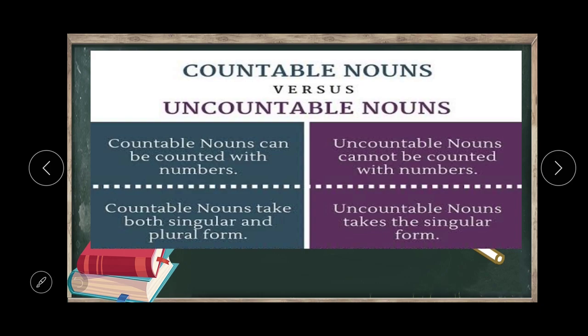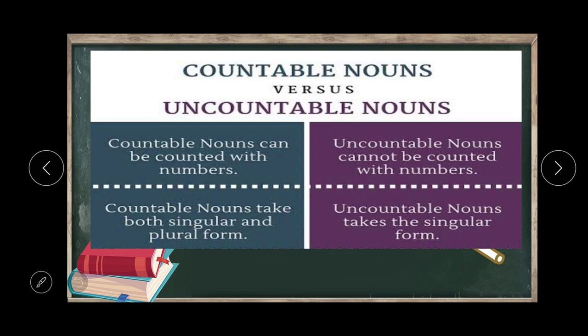Now student, let me show you the major differences between the countable and uncountable nouns. The first difference is that countable nouns can be counted with numbers. On the other hand, uncountable nouns cannot be counted with numbers. I hope that you have understood this point. Now the second and foremost difference between those two is that countable nouns take both singular and plural form. On the other hand, uncountable nouns take the singular form.